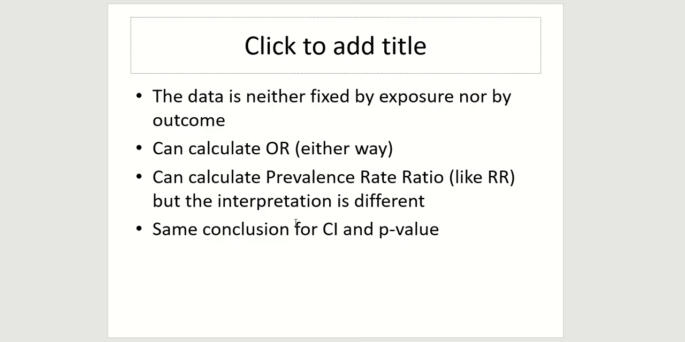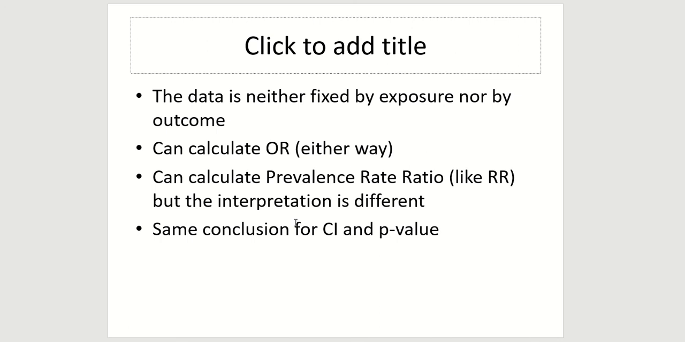The only thing you should watch out for is that for what you calculate with the same formula as a relative risk, don't call it a risk, call it prevalence. So we calculate exactly something like a relative risk. However, we do not call it risk because they are not incident cases. We call them prevalence, and therefore we call it the prevalence rate ratio. Confidence interval, everything is exactly the same.